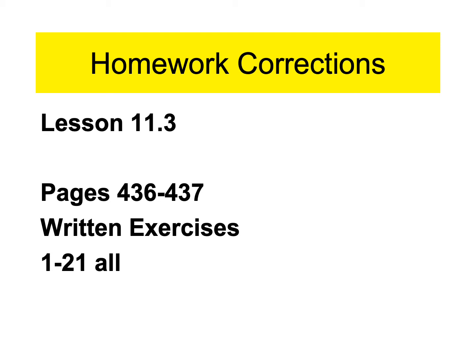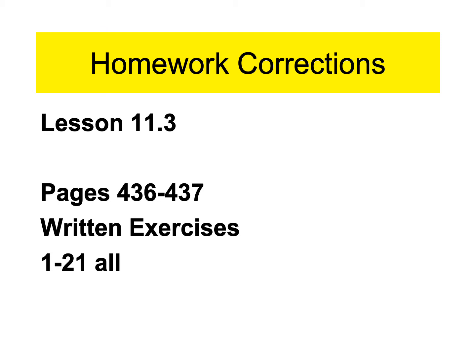Number one, the area is 70 and the median is 10. Number 2, the area is 30.5 and the median is 5. Number 3, the area is 6. The median is 3.75 or 3 3/4. Number 4, the height is 10 and the median is 30. Number 5, the height is 5 and the median is 18.